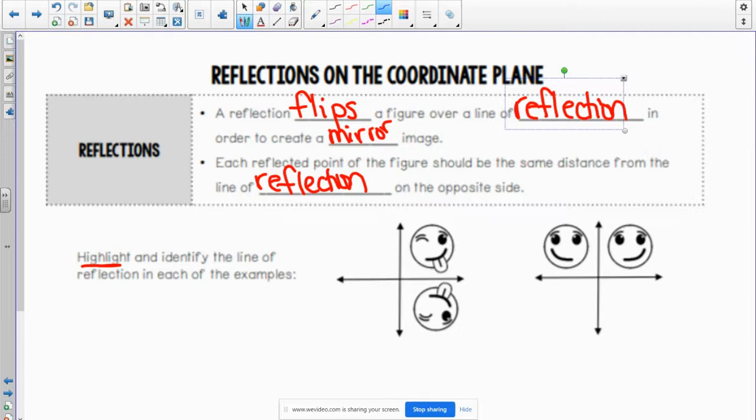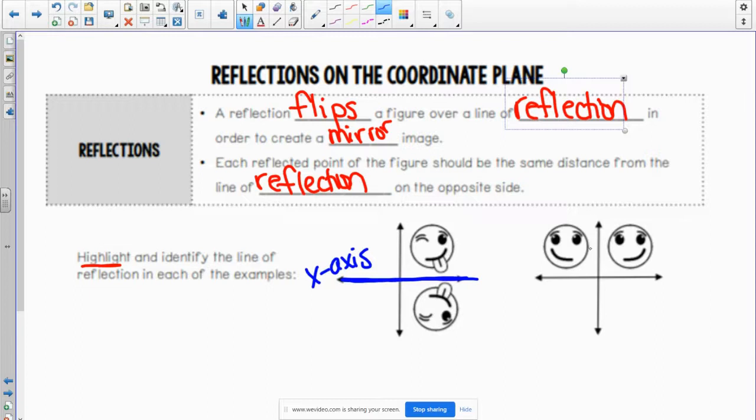So if we look at the smiley face with the tongue sticking out, it's been flipped over this line. Okay, so if you notice, they're the same distance from each other. They're a mirror image. So if you think about a body of water, you're standing here and you look into the water, it's going to be a mirror image. So this reflection line, you'll hear me call it a lot. What line of reflection are we looking at? And that is the x-axis.